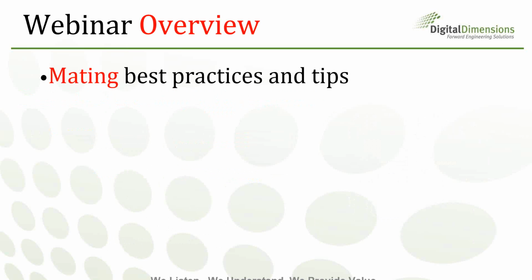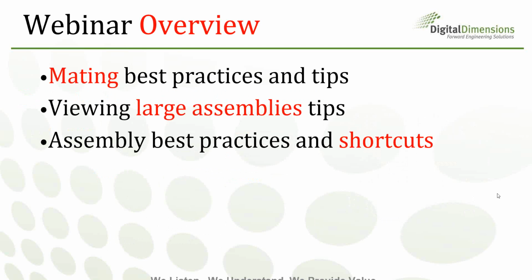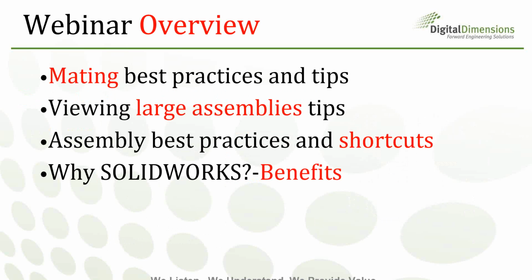So I'm going to do something a little bit different this time. I'm going to change up the structure just slightly, basically because there was so much information when I was looking into this topic and researching it, and looking back at some of the common questions that I've gotten in the past and different things that I wanted to address. So I've broken it down into a few sections based on that. The first one is going to be some mating best practices and tips. And then some large assemblies, so viewing large assembly tips, and then assembly best practices and shortcuts, and then of course why SolidWorks assemblies, the benefits of why you should use the assemblies function in SolidWorks.